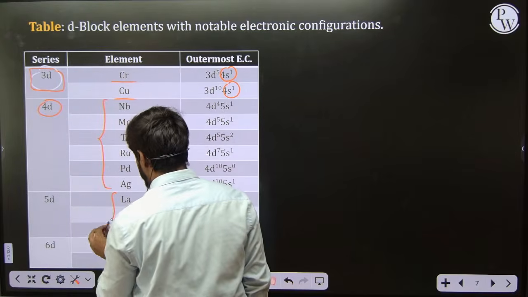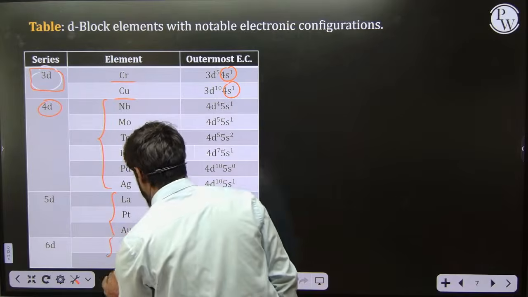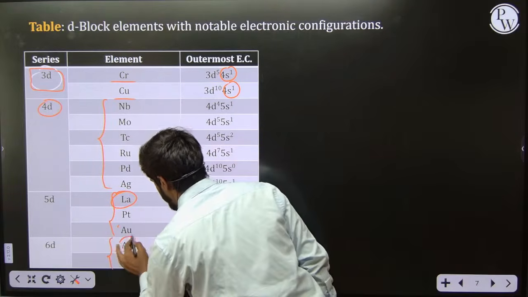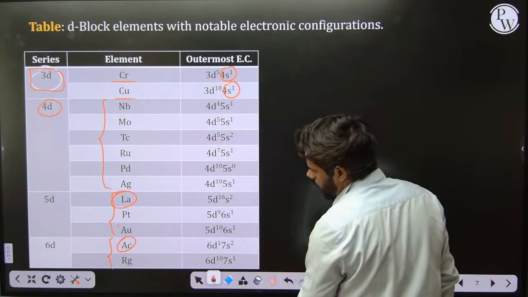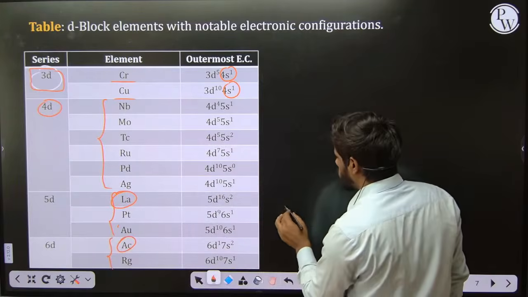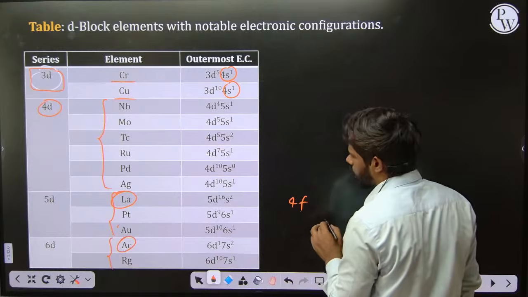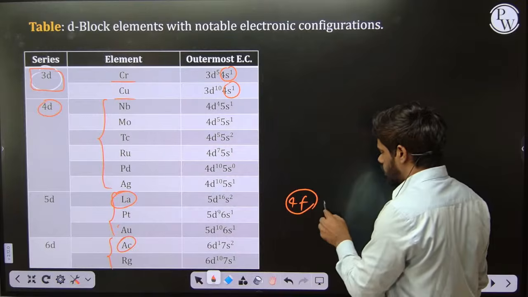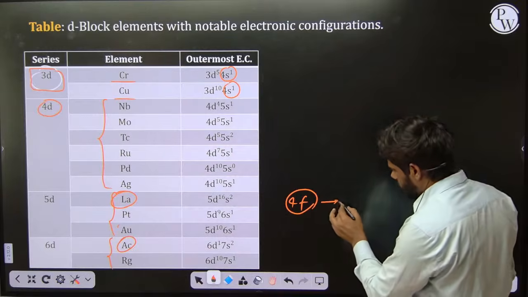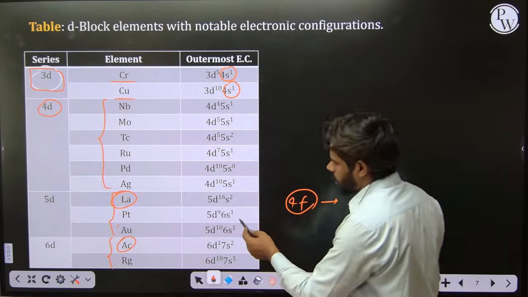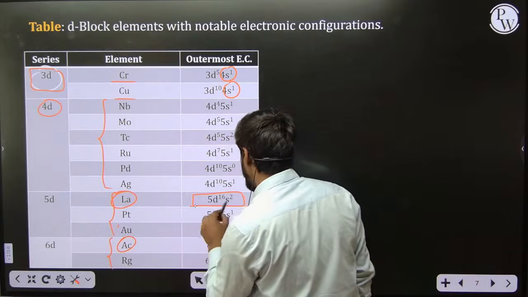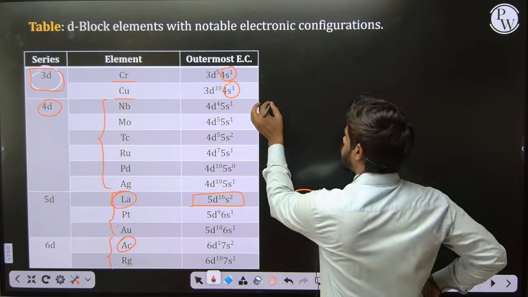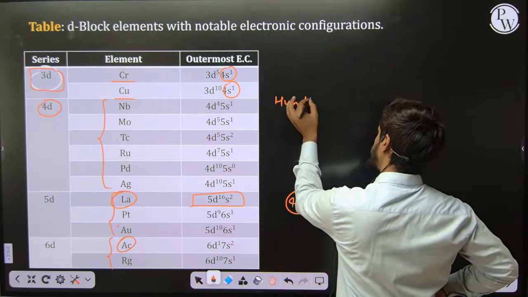The case of 4d is this one, the case of 5d is this, and 6d is this. Lanthanum and actinium also have exceptions. Why is it so? Since the 4f orbital should be filled first, and we can see it is not filled first here. So that's why these are also exceptions of Hund's rule.